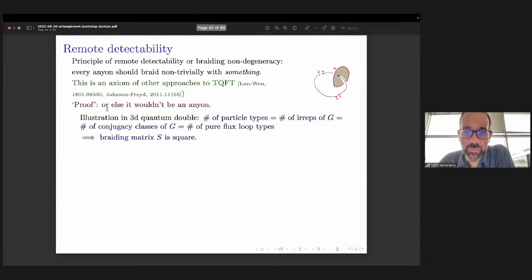In the case of the 3D quantum double, you can see that the number of particle types is the number of irreps of the group. Famously, that's equal to the number of conjugacy classes of the group, which is the number of kinds of loop excitations. And so that means that at least the matrix associated with these two things is square, and plausibly there's a unitary matrix, so maybe you can guess what the unitary matrix is.